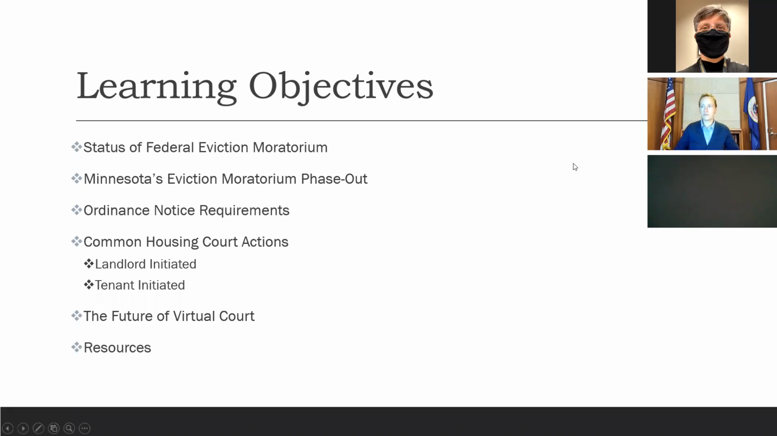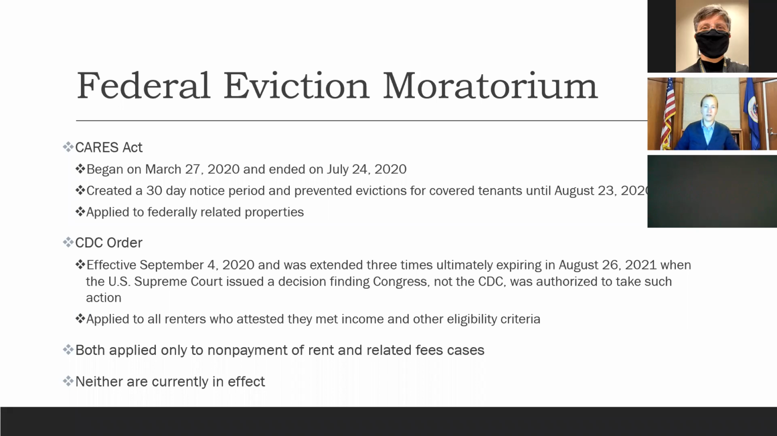So in terms of the federal eviction moratorium, we have had 2 different types of moratoriums over the last year and a half. One was first enacted by the CARES Act, and it began on March 27th, 2020. It ended on July 24th, 2020. And that essentially created a 30-day notice period and prevented evictions for covered tenants until August 23rd, 2020. That is now expired. It only applied to federally related properties, and it doesn't apply any longer.